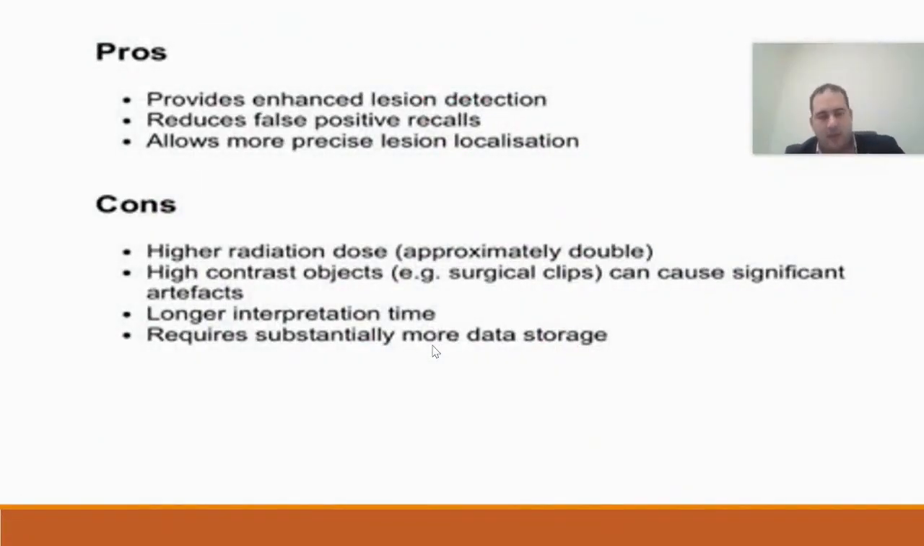The pros and cons, the advantages and disadvantages, as we mentioned: enhanced lesion detection, which reduces false positives that may occur. It provides precise localization for the lesions present in the image. However, if you increase the radiation dose, especially if you have implants or surgical clips, you will notice significant artifacts because you took a small cross-section. The artifacts will be important compared to taking the whole image, resulting in a smoother image with fewer artifacts. This also leads to a longer interpretation time.